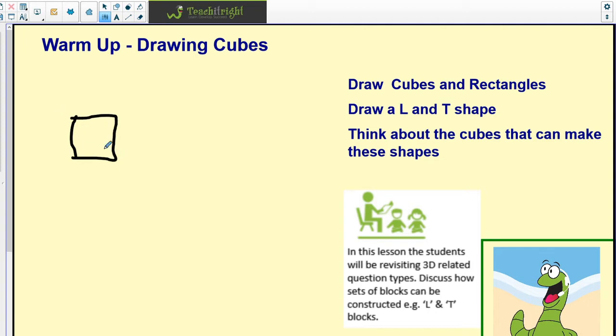So there's my cube. I'm going to copy the same shape, but I'm going to offset it slightly. So there's my square, I'm going to do another square behind it. And these are the front face and back face. All you have to do now is link up the same corners. So top left to top left, top right to top right, bottom right to bottom right, and bottom left to bottom left. And hopefully you can see, although mine's a bit curly, it is a cube.